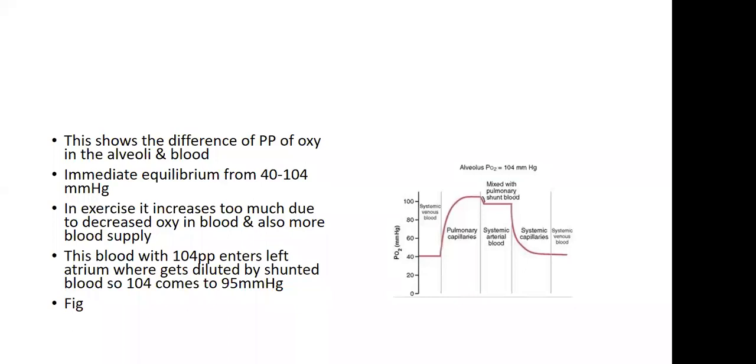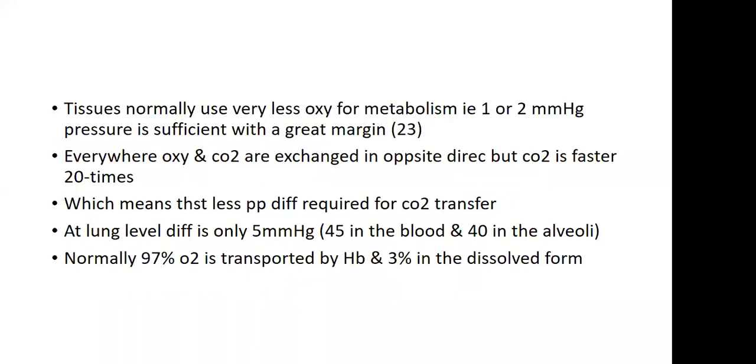Next, going to the next slide. Now, tissues normally use very little oxygen for metabolism. While at rest, the tissues use very little oxygen; 1 to 2 millimeters of mercury pressure is sufficient, but here there is a great margin of 23. So we are always on the safe side.